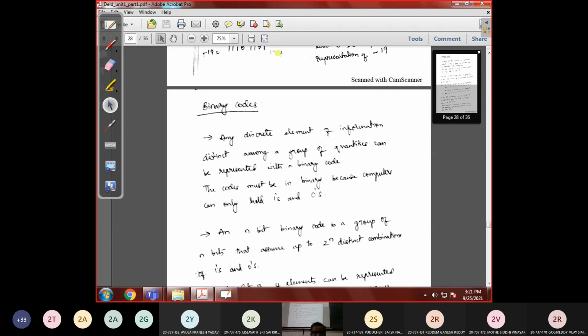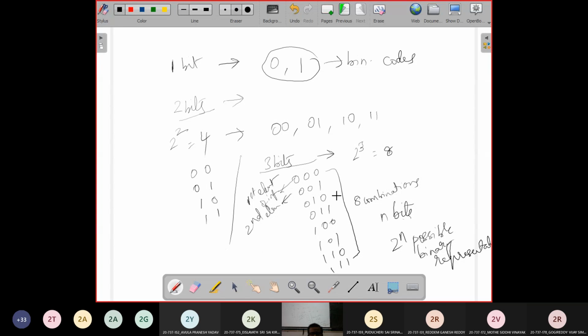Am I clear with the statement now? Yes or no? 3 bits we have seen. So 3 bits, there are how many possibilities? 2 power 3, 8. And we are saying just now, what are the 8 possible binary combinations? These are my 8 possible binary combinations, right? So that is what I am saying here.